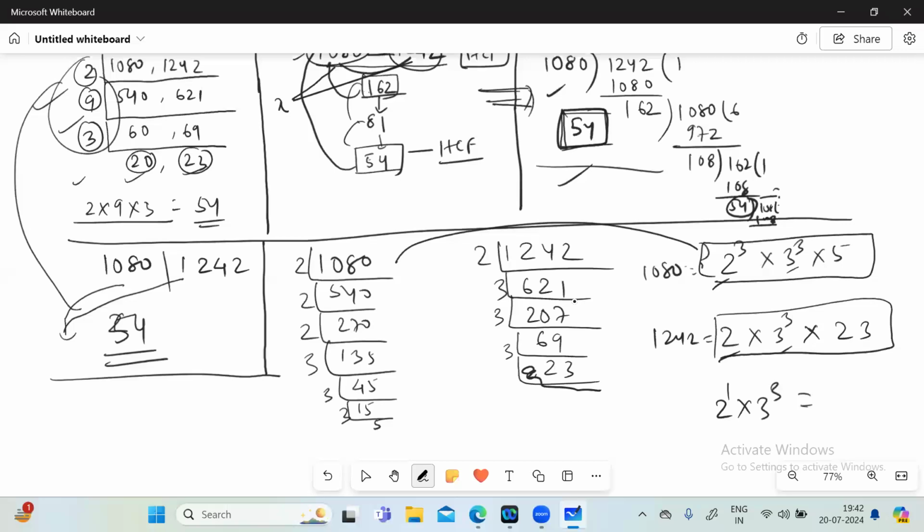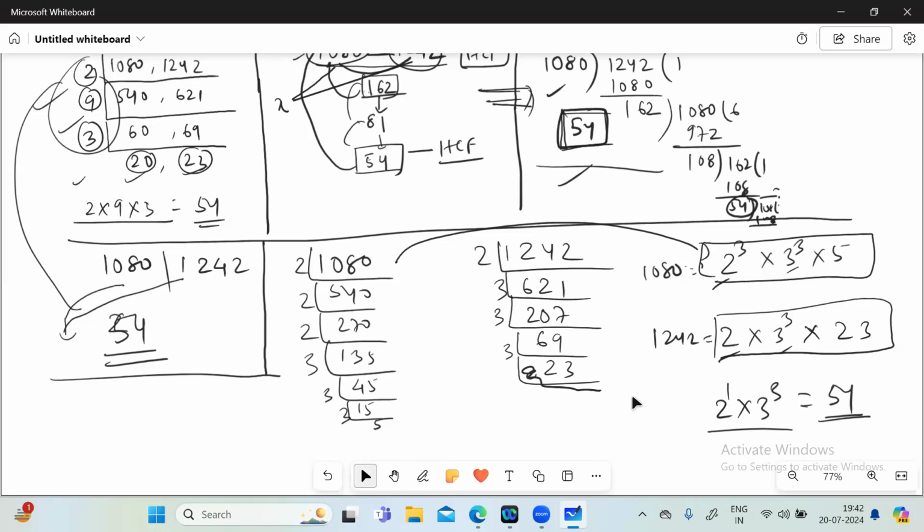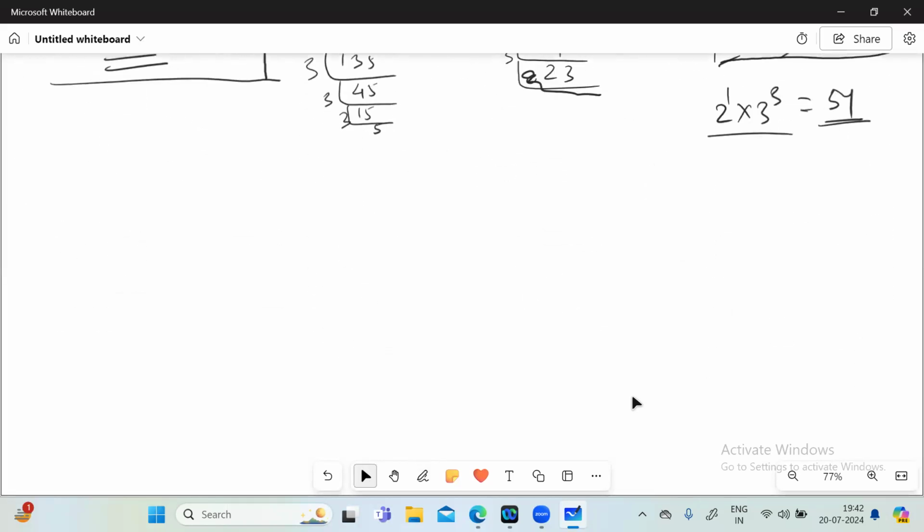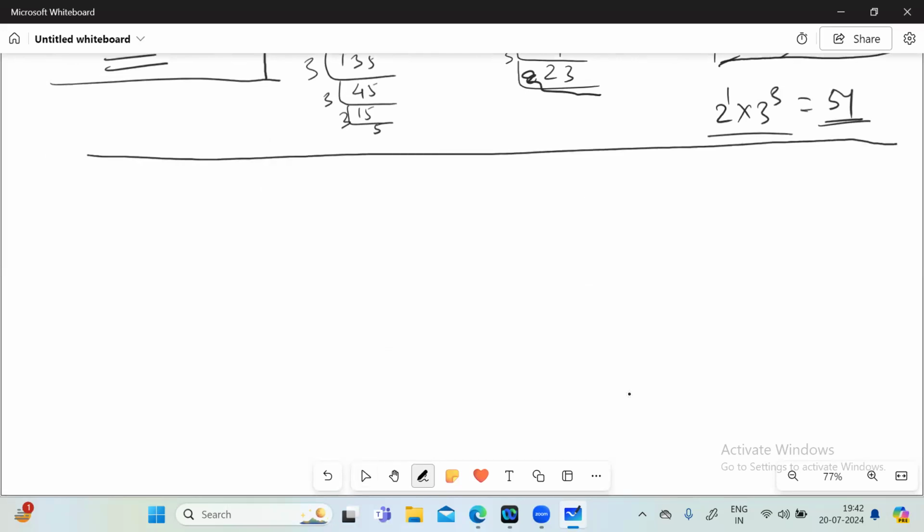So here what I'll get is 54 as the highest common factor. So this was another way to calculate HCF, which is very important. All these methods which I told you will have a complementary or similar method to find LCM. So in case of LCM, let's find LCM with the help of prime factorization first.